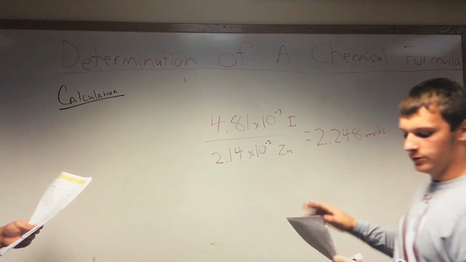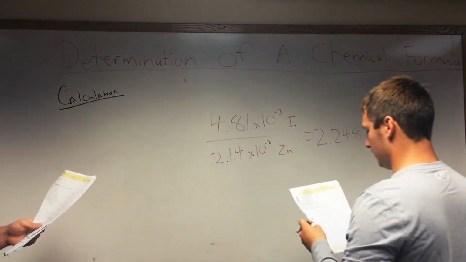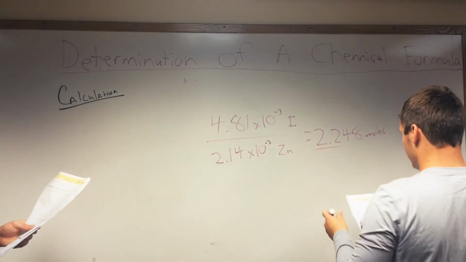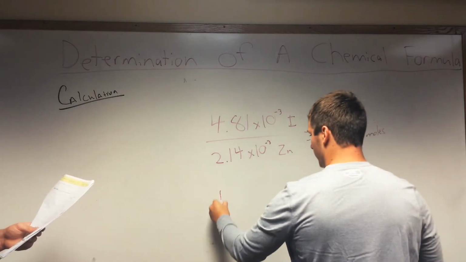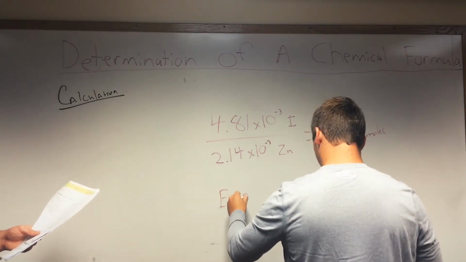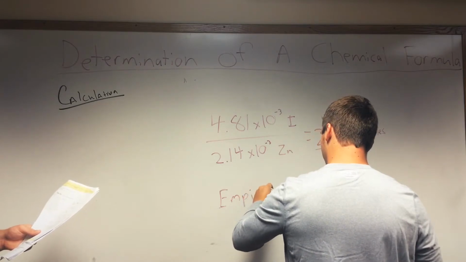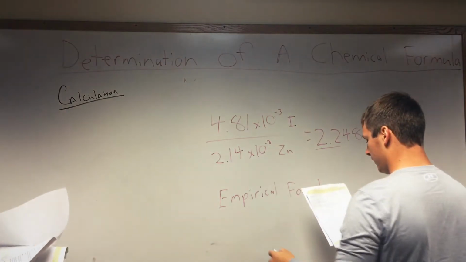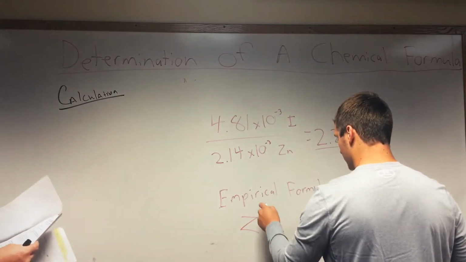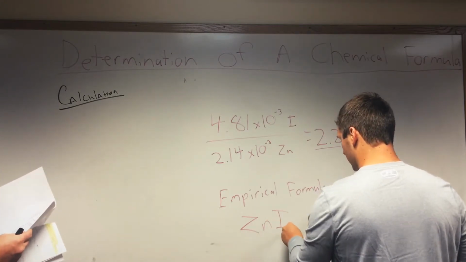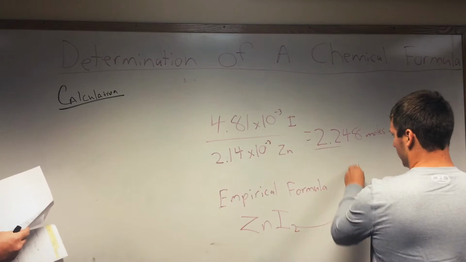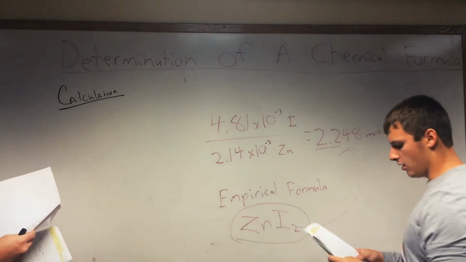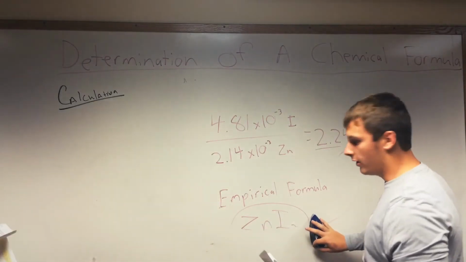So then this helps us with our empirical formula of this chemical. Since this is close to 2, it's only 2.2, the empirical formula would end up being Zn, which is zinc, and then iodine, and 2. And that 2 comes straight from right here. So that is the empirical formula of that compound. And that is what we had to do for part A.